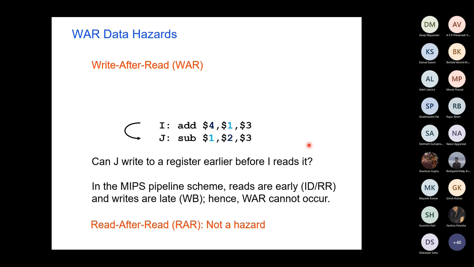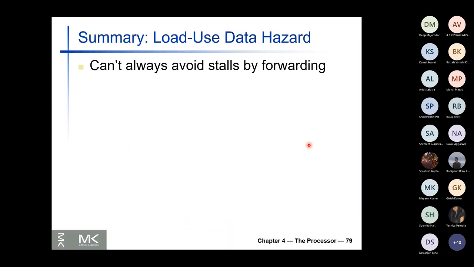Anyway, we have just 4 classes, and also read after read. This is not a hazard. So these are different classifications, but we are mostly concerned with the first one, the read after write, RAW hazard. And we talked about several techniques of forwarding, code reshuffling, and half cycle strategy of reading and writing registers to manage those kinds of hazards. So that's the latest summary of our load use hazard and so on.